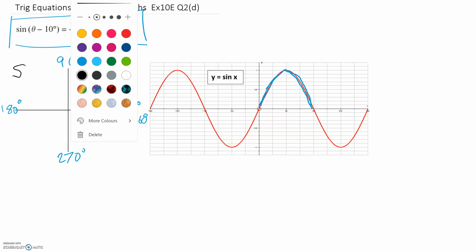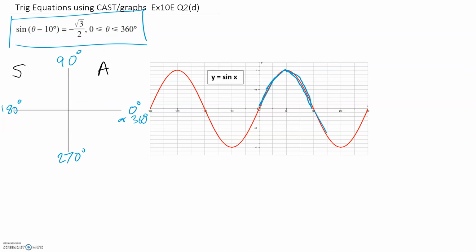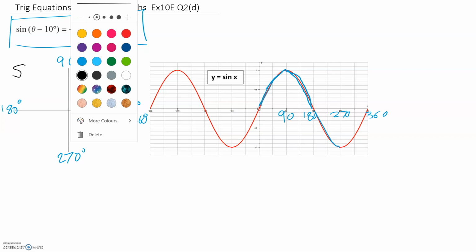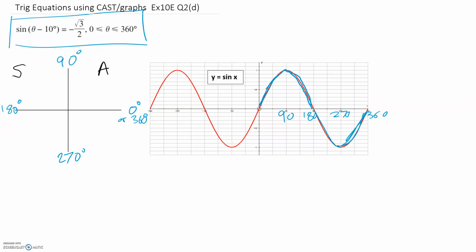As we carry on going, you can see that between 180 and 270, if you can't see this very well, this is 90, this is 180, this is 270, this is 360. So between 180 and 270, which is this region down here, you can see that sine is negative. Okay, so sine will be negative down here, and also over here sine will be negative between 270 and 360. So sine is negative here, and down here.